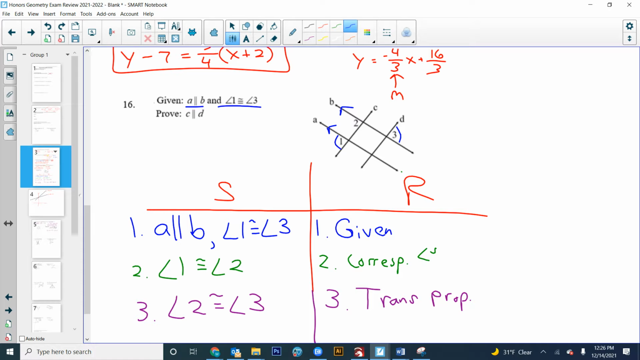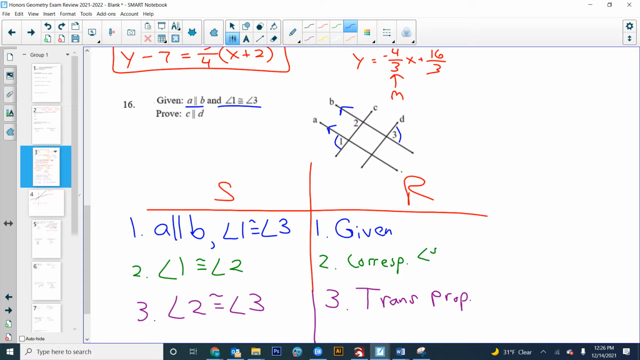Question. Right here from the picture. Am I right or wrong? Everybody listen, am I right or wrong? 2 is congruent to 3 because they're alternate interior angles. Nope, I'm sorry, alternate exterior angles. 2 is congruent to 3 because they're alternate exterior angles. Who votes true? Who votes false? Thank you.